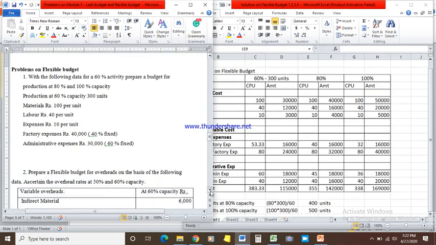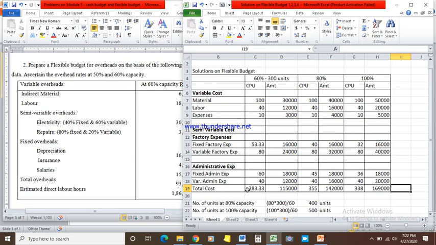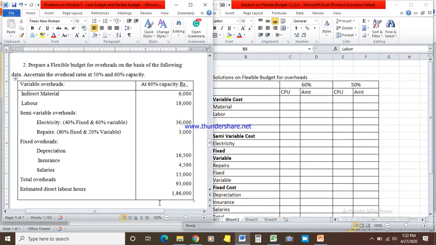Now let's move on to the second problem. Okay. Now in the second problem, again prepare a flexible budget for overheads on the basis of the following data. Ascertain the overhead rate at 50% and 60% capacity.